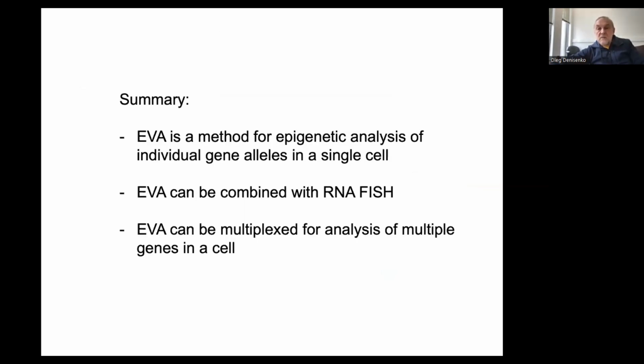So as a summary, we developed a method for epigenetic analysis of individual gene alleles in single cells. Epigenetic analysis can be combined with RNA transcription analysis, and EVA can be multiplexed for analysis of multiple genes per cell. Currently, in the current EVA protocol, only one gene at a time can be examined, but it can be multiplexed for study of multiple genes.